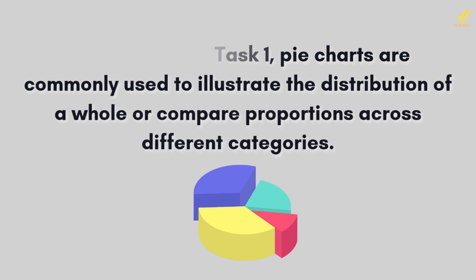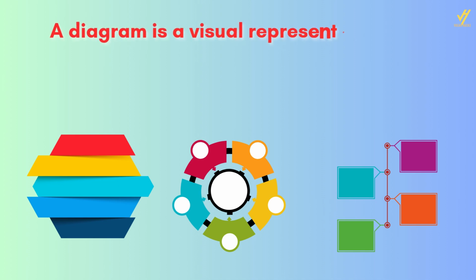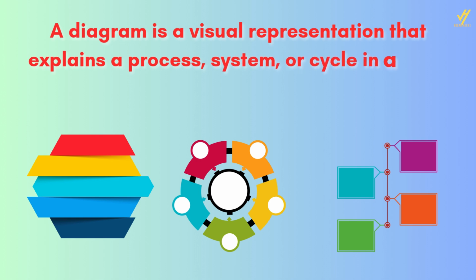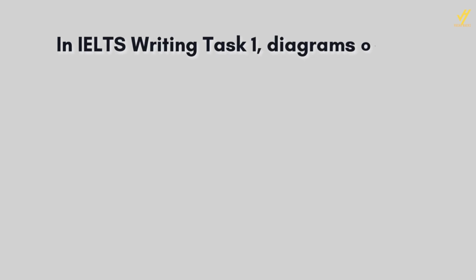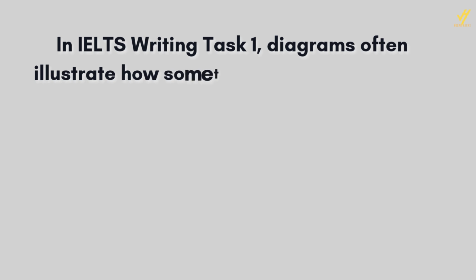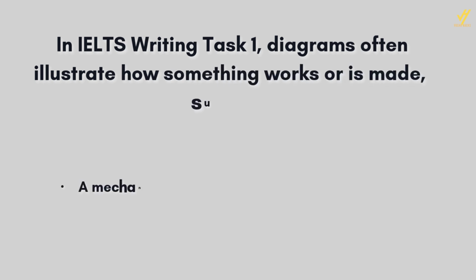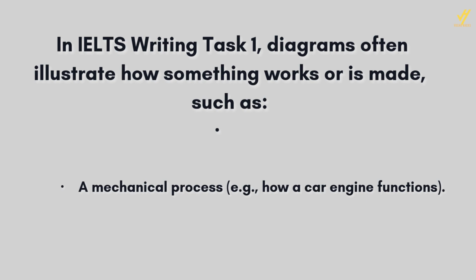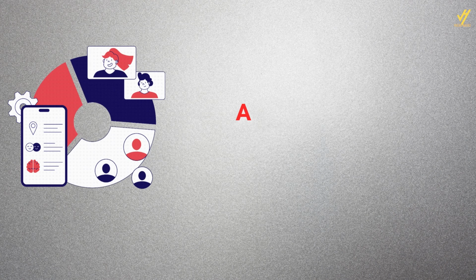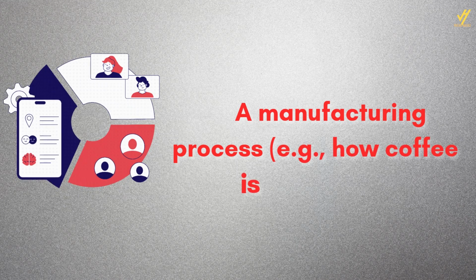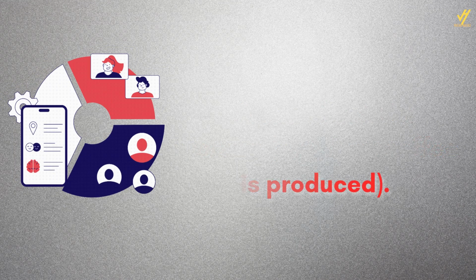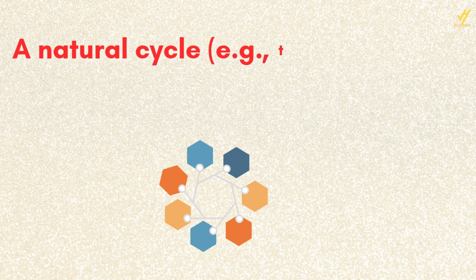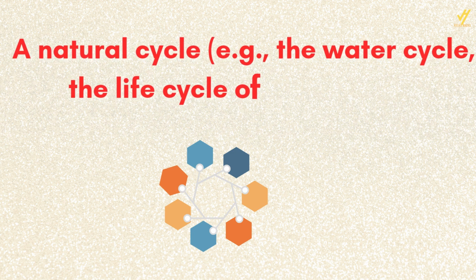A diagram is a visual representation that explains a process, system, or cycle in a step-by-step manner. In IELTS Writing Task 1, diagrams often illustrate how something works or is made, such as a mechanical process. For example, how a car engine functions, a manufacturing process. For example, how coffee is produced, a natural cycle. For example, the water cycle, the life cycle of a butterfly.